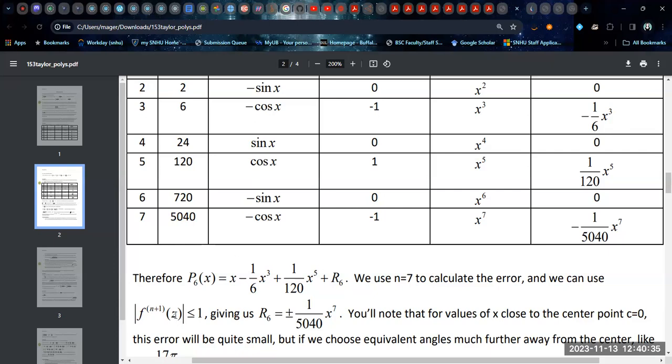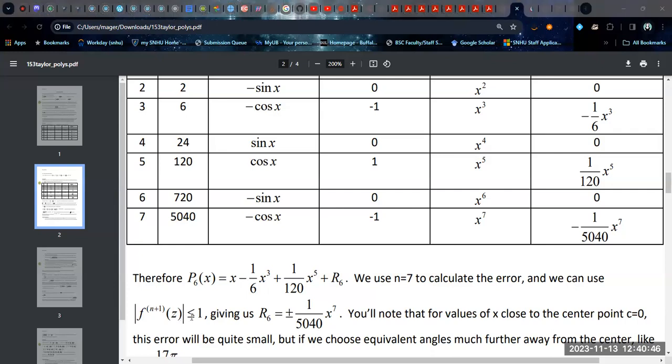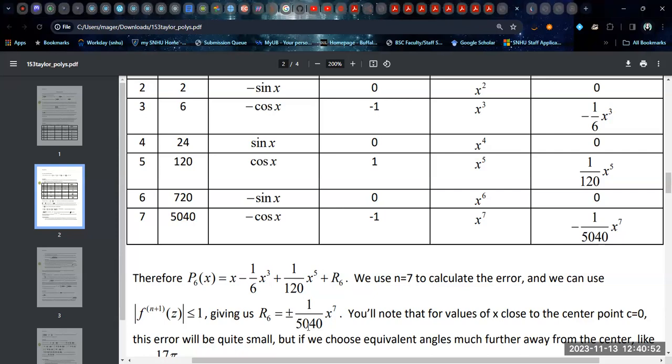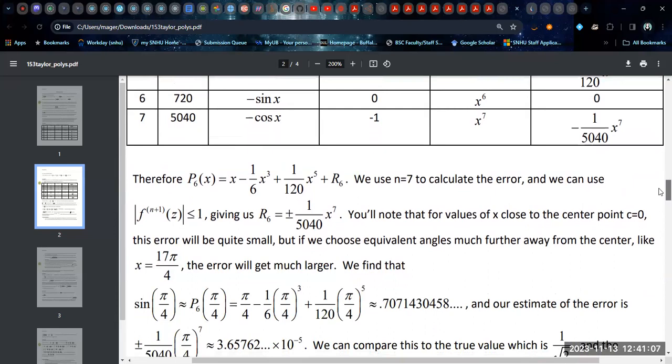Now, because sine and cosine have a maximum of 1 on the entire real number line, we can always make the statement that the absolute value is less than or equal to 1. And so that component is just going to be 1. The 7th factorial is in our denominator, and then x to the 7th is going to tell us how far away from that center we are making our estimate in order to calculate that error. Now, if we plug in pi over 4, for instance, we can not only evaluate the polynomial at that point, but we can estimate the error.